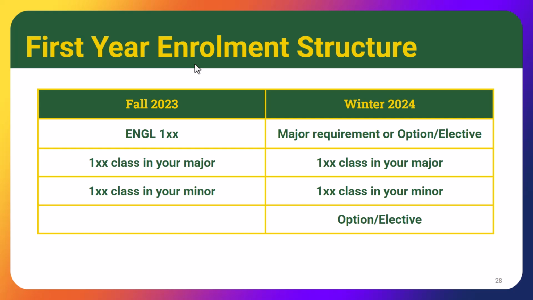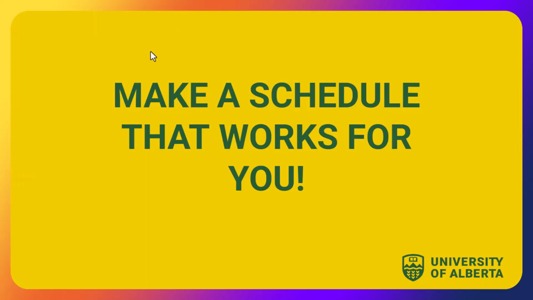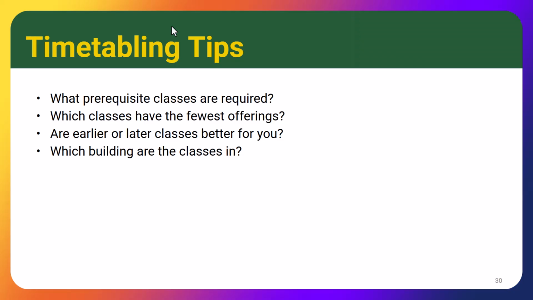And again, you're still in at least 3 classes in both semesters, so you are still considered a full-time student, even though you're not doing the max course load. All this to say, make a schedule that works for you. In university, you have a lot of opportunity to make a schedule that is catered to you and your interests and what works for you. So I really highly encourage you to try and find something that balances your personal needs as well as your academic requirements. We will now go over some timetabling tips that you should be keeping in mind when building your first year schedule.